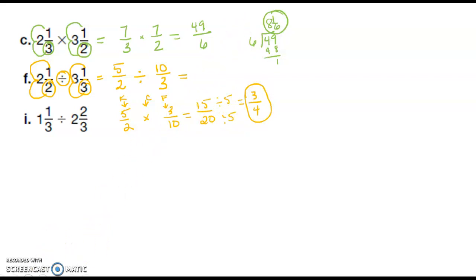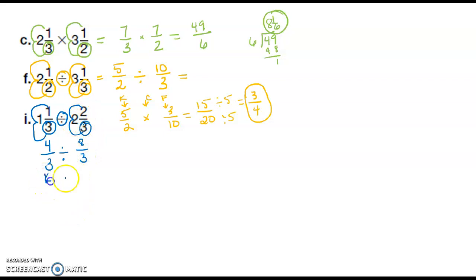All right. Let's do the last one on this page. This is another division problem. We're going to have to make improper fractions first. So 3 times 1 is 3, plus 1 is 4, all over 3. Here I have 3 times 2 is 6, plus 2 is 8, all over 3.